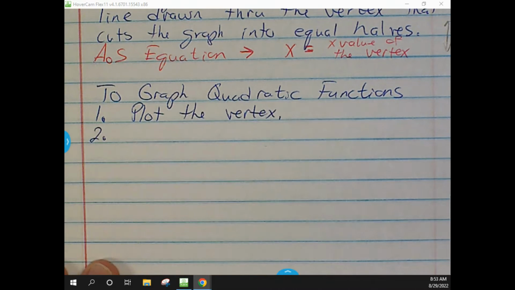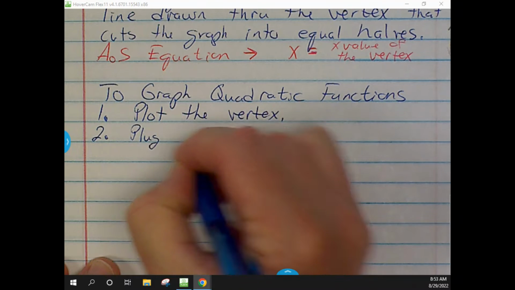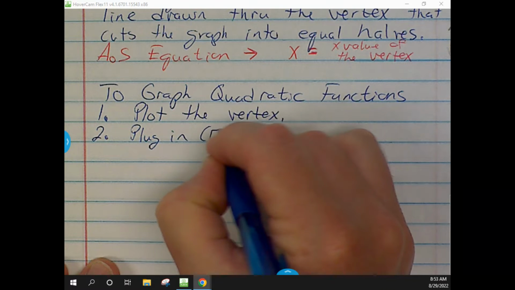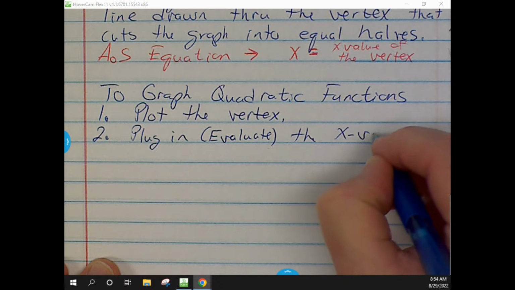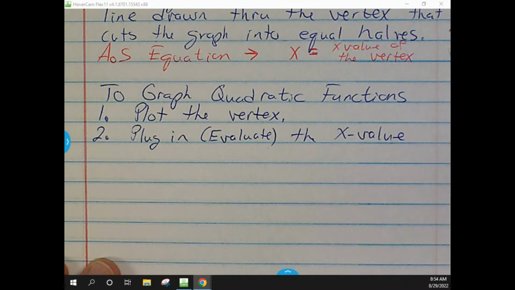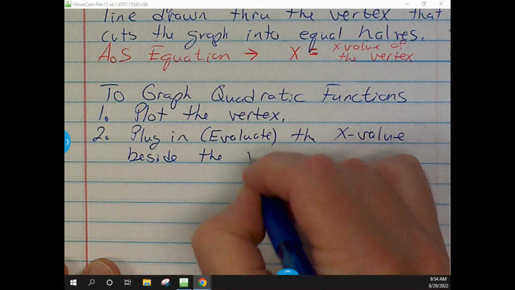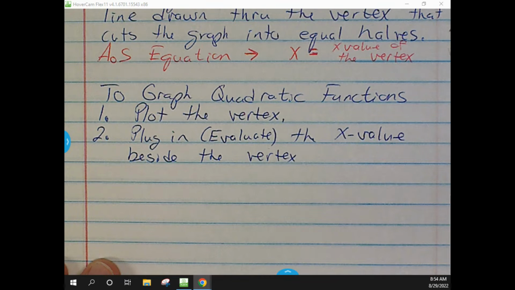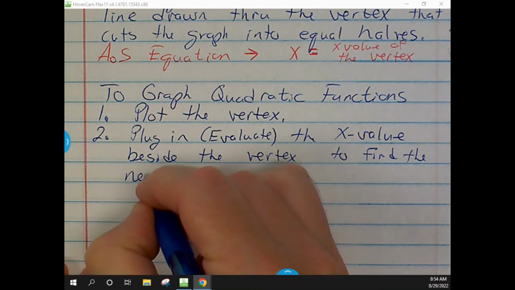Okay. And then the second thing, after you've got the vertex, again, this is what you're technically supposed to do. We'll give you the shortcut of it in a second. You plug in or you evaluate the x value beside the vertex, and you do that to find the next ordered pair, to find the next point on the graph.